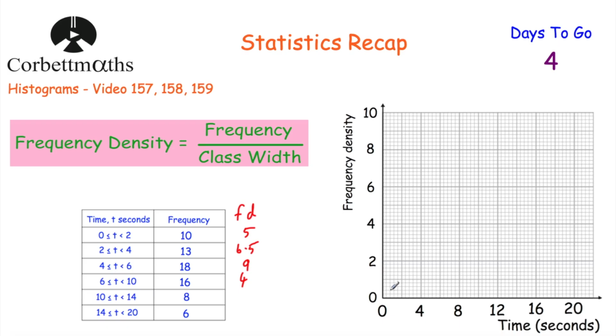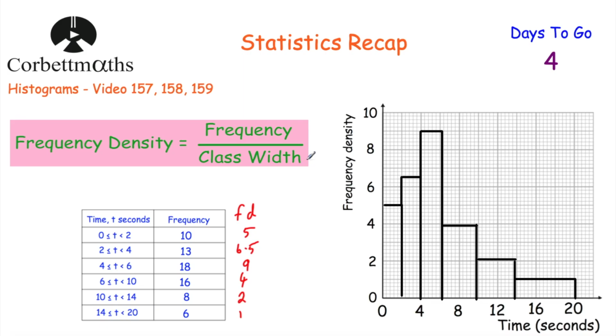So you then get the frequency densities, and then you draw a bar between 0 and 2 seconds with a frequency density of 5. So you go up to 5, and you draw a bar to 2, and then come down. And then you draw a histogram, and it would look something like that. So it's very important to know for histograms, frequency density is equal to the frequency divided by the class width.